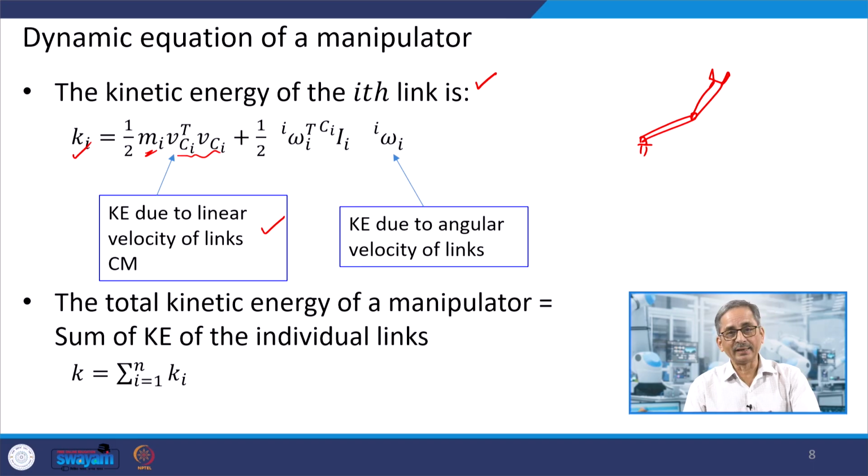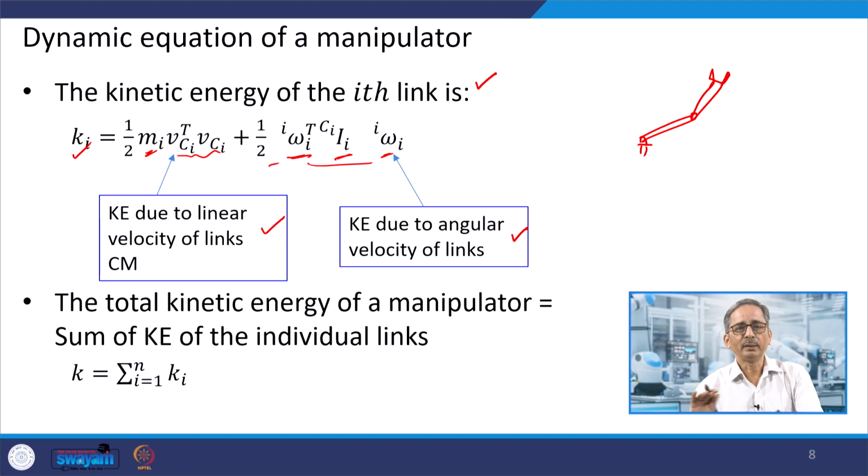The link also has rotary motion, so it has angular velocity as well. So it will possess kinetic energy due to the angular velocity as well. That will be half I omega squared for a single particle, which we know, but for a rigid body we write it as half omega transpose I omega, where I is the inertia tensor expressed in the center of mass frame, multiplied with the ith link angular velocity. This is the kinetic energy due to the angular velocity of the link.